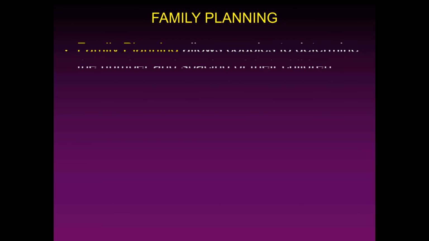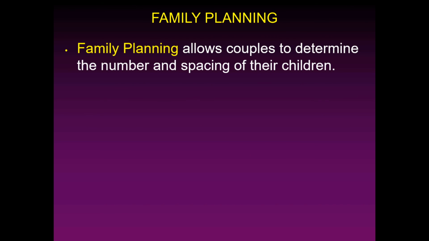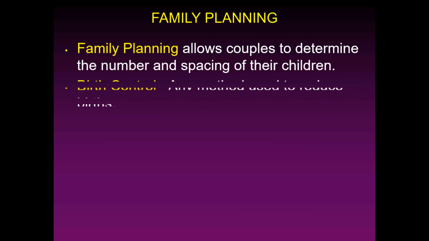Looking at family planning. Family planning allows couples to determine the number and spacing of their children, rather than like my parents. I have a brother. We were born 1 year, 1 month apart. Couples can determine how many kids they want to have, when they want to have them, and how far apart.